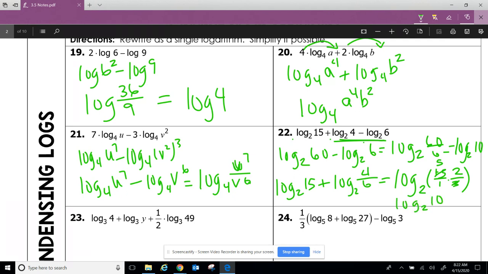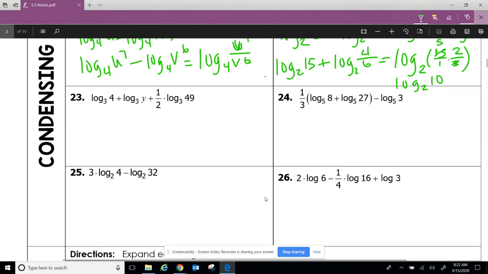Now, did order matter? No. But did one way give us one that didn't have fractions? Yes. So, if you've got fraction phobia, one way might be nicer for you than the other, but order does not matter.